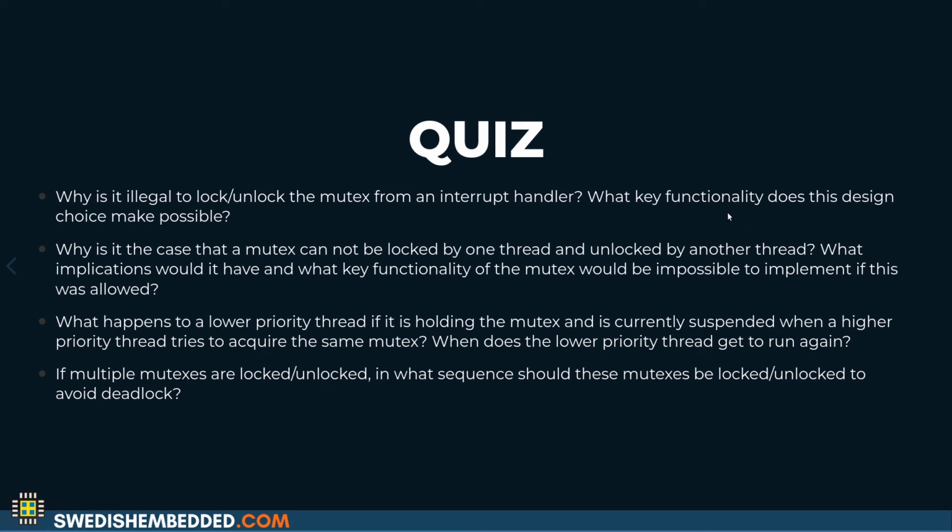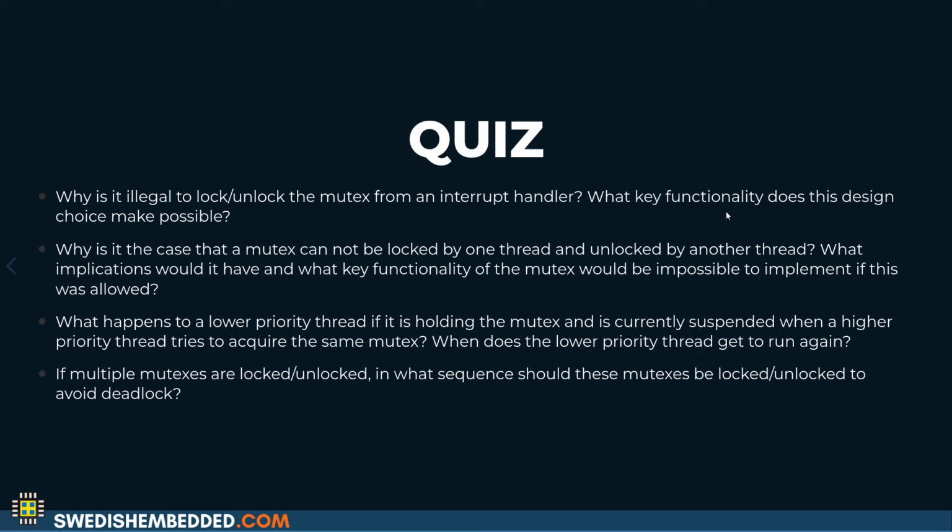Let's check your understanding of this pattern. Why is it illegal to lock and unlock a mutex from an interrupt handler? What key functionality does this design choice make possible? If you were to allow mutexes to be locked and unlocked in interrupt handlers, what implications would that have? Why is it the case that a mutex cannot be locked by one thread and then unlocked by another thread? Why do we want to make sure that we don't unlock the mutex by a different thread?